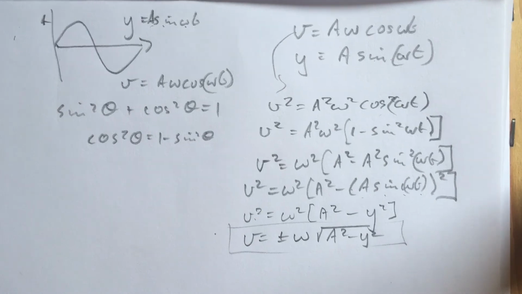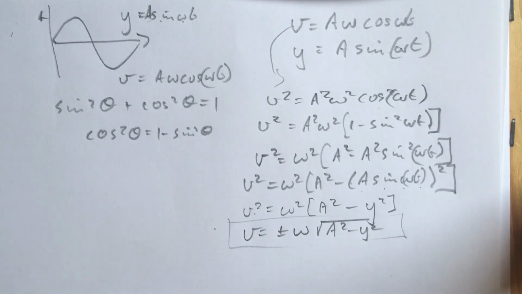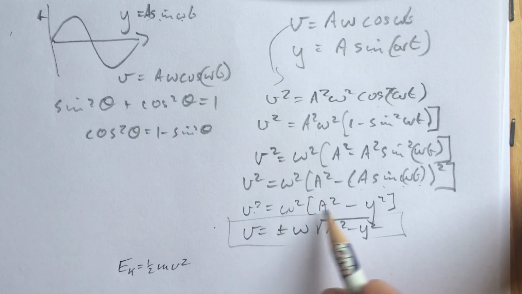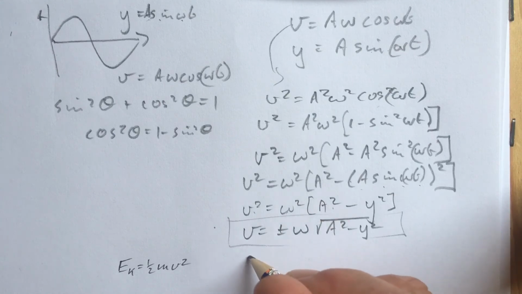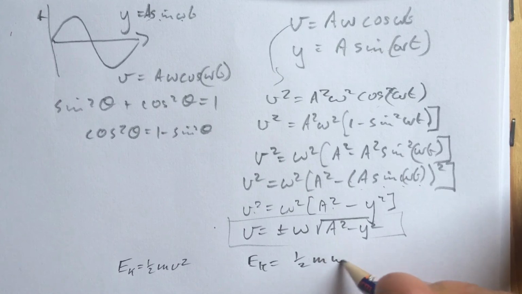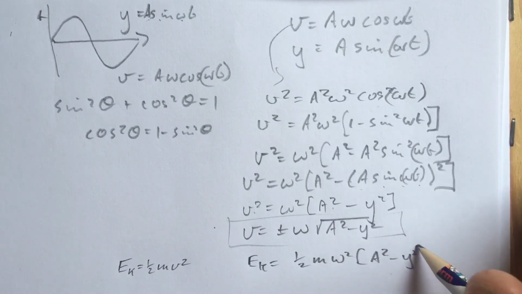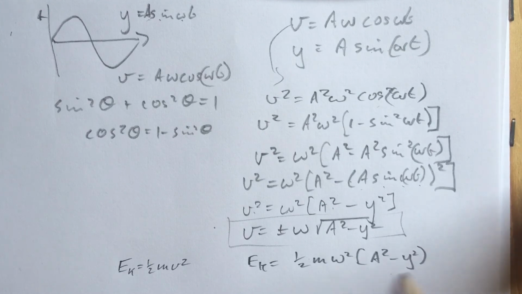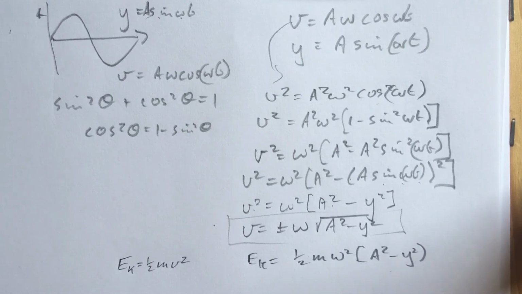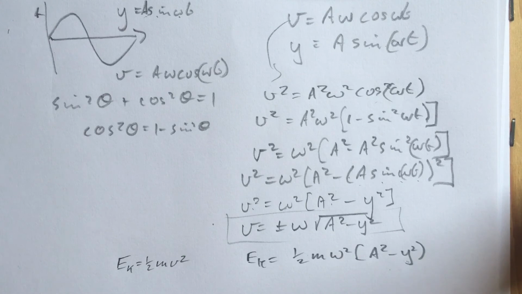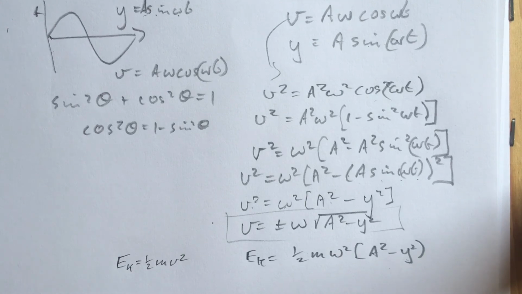The v squared is quite handy because what we started off with was wanting to know the kinetic energy, and kinetic energy of course is half m v squared. So we multiply that by half m and you get the kinetic energy is half m omega squared times a squared minus y squared, and that's the equation for the kinetic energy of something moving with simple harmonic motion if you know the y as a variable.